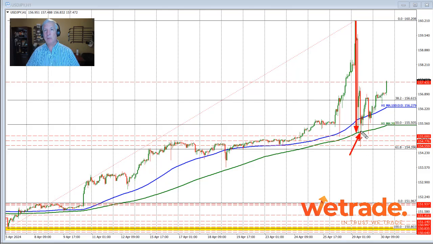Should have sent the price lower, and it did initially, but then only toward these lows and this consolidation area down through here, and also near the 61.8% retracement of this move to the upside. Not longer term, but it's April trading range, and it bounced higher.